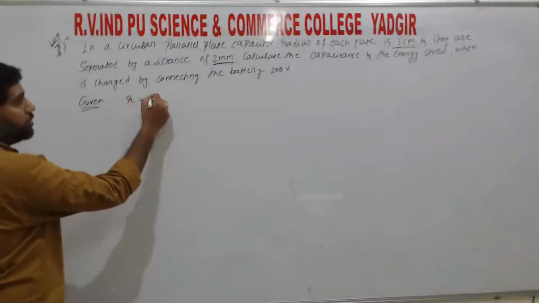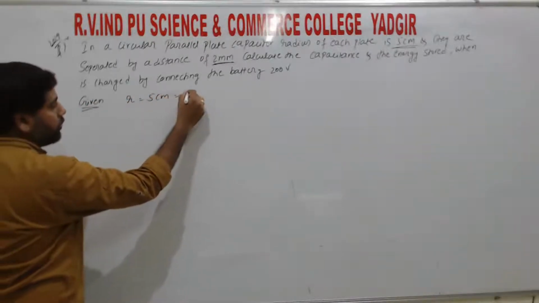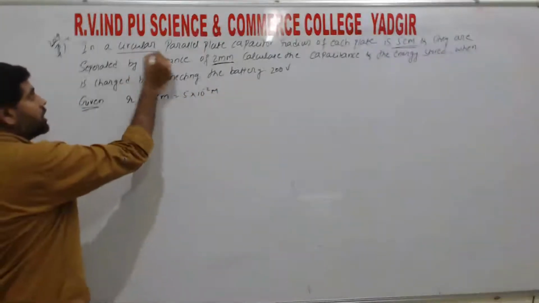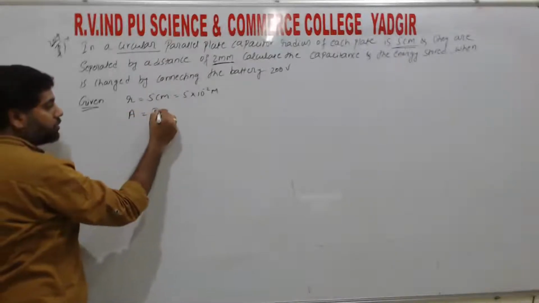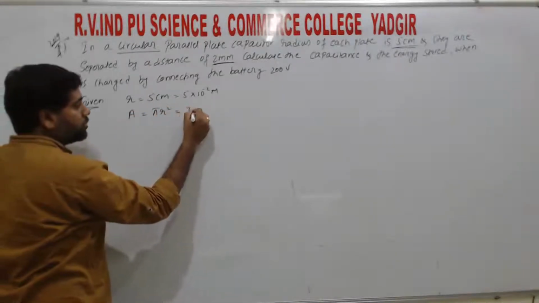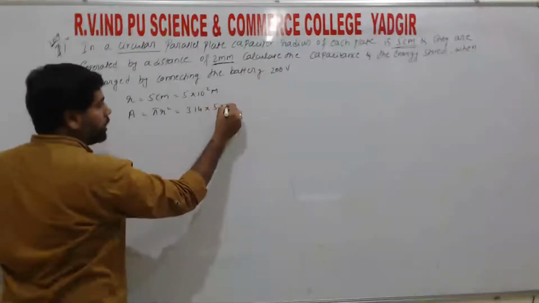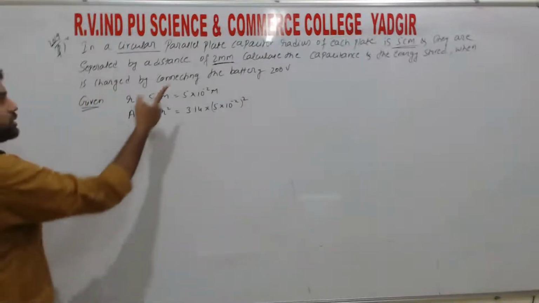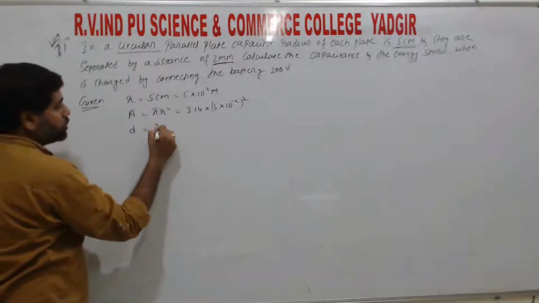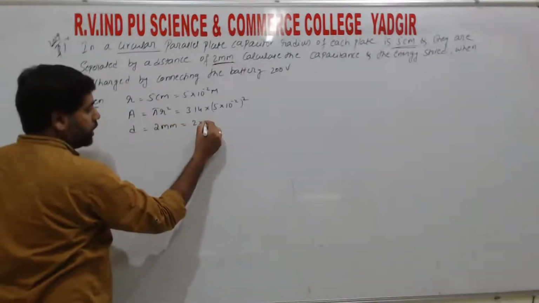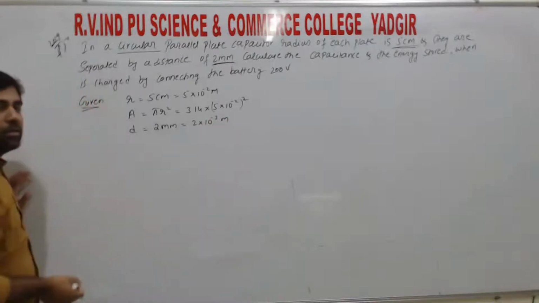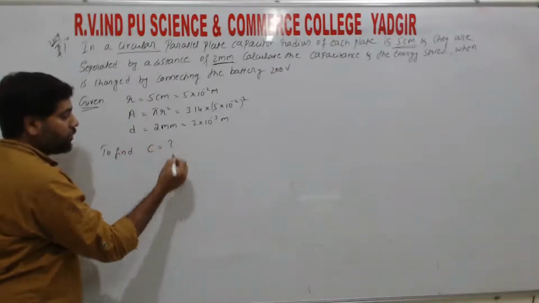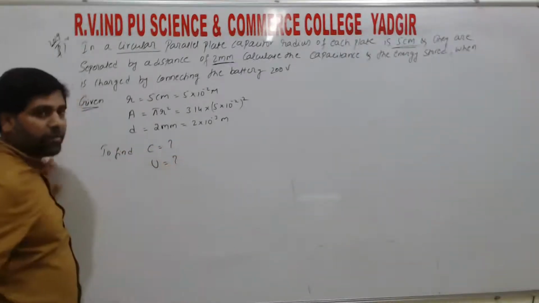So the given radius r is equal to 5 centimeter, that is 5 into 10 to the power of minus 2 meter. So we need area, right? The given circular plate, so area of a circular plate is pi r square, so pi is 3.14 into 5 into 10 to the power of minus 2 whole square. Next, separated by a distance d is equal to 2 millimeter, that is 2 into 10 to the power of minus 3 meter. So we need to find capacitance of a capacitor and energy stored in a capacitor, right?